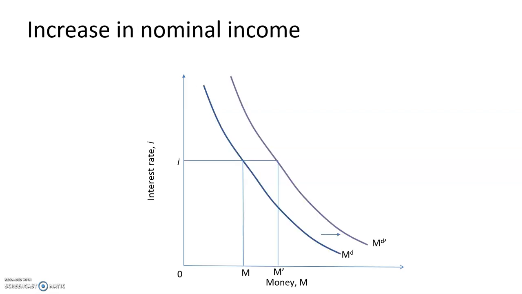Increase in nominal income. This figure shows the increase in nominal income. For a given interest rate, an increase in nominal income increases the demand for money. In other words, an increase in nominal income shifts the demand for money to the right, from MD to MD prime. For example, at interest rate i, an increase in nominal income from $Y to $Y prime increases the demand for money from M to M prime.